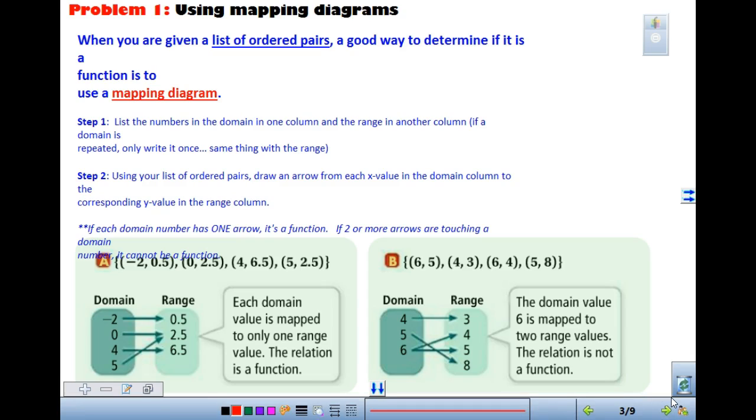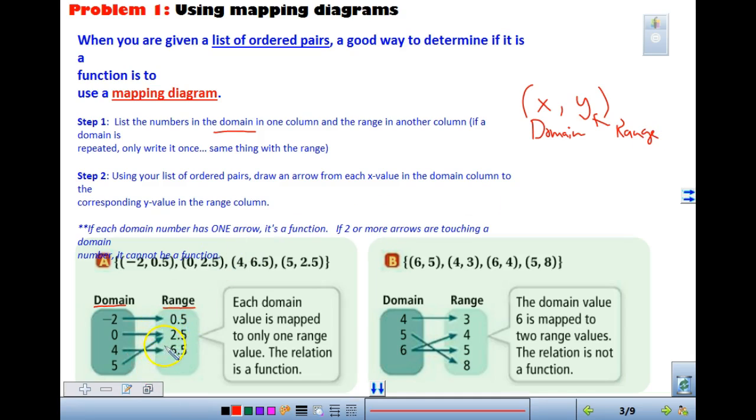So then it says, when you're given a list of ordered pairs, a good way to determine if something is a function is using a mapping diagram. Step 1, list the numbers in the domain in one column. So what I'll have you do on the first few ones, we'll write the word domain, and then the next column over, we'll write the word range. So then we're just going to take from our list, and you're just going to put down, -2 was 0.5, 0 was 2.5, 4 was 6.5, and 5 went to 2.5. So anytime you're looking at that ordered pair, the X is the domain, the Y is the range. So our X is the domain, the Y is your range, okay?